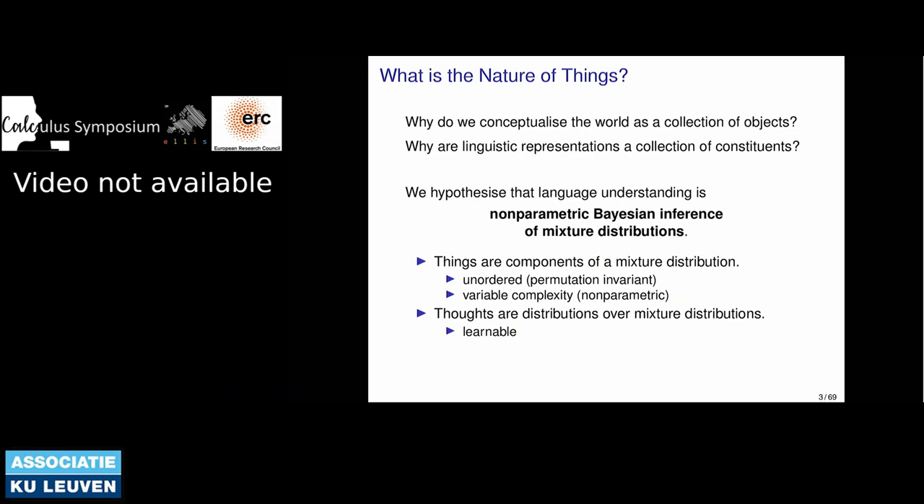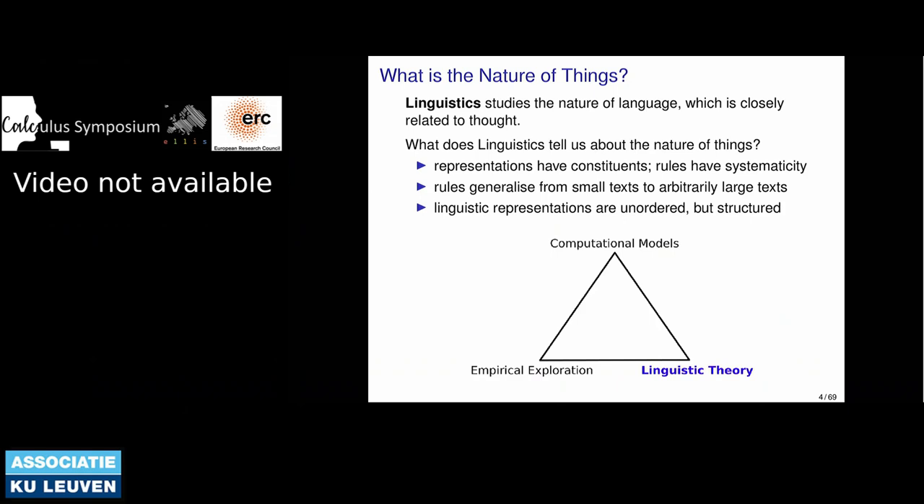In particular, these mixture distributions have components of the mixture, and each component is associated with an entity, an object. These components are unordered because it's a mixture distribution. And the mixture can be of variable complexity. It can have a varying number of components in it. And to make these representations learnable, we're assuming that our internal representations are distributions over mixture distributions, which helps with learning. So that's the story in a nutshell, and hopefully by the end I will have convinced you of that story. So let's go back to the nature of things.